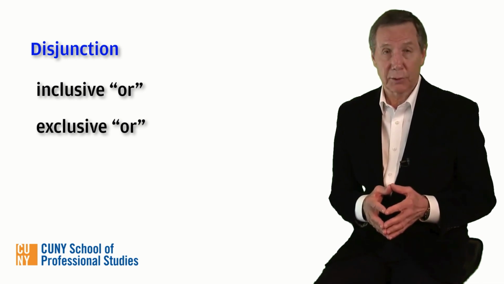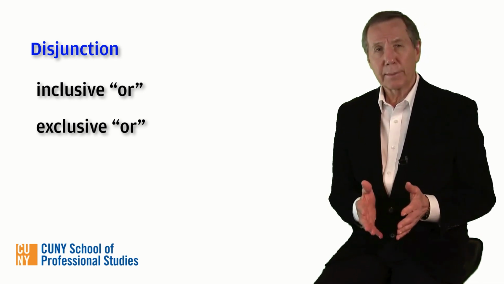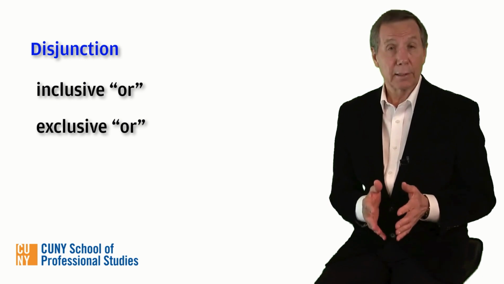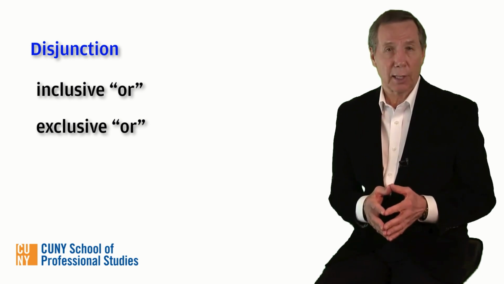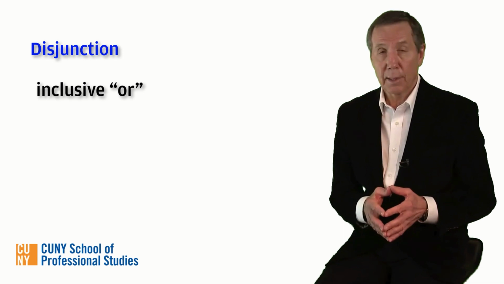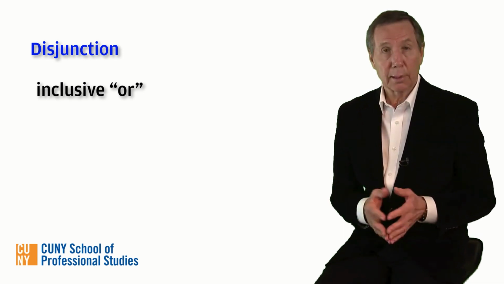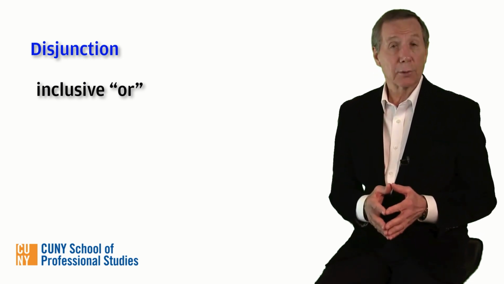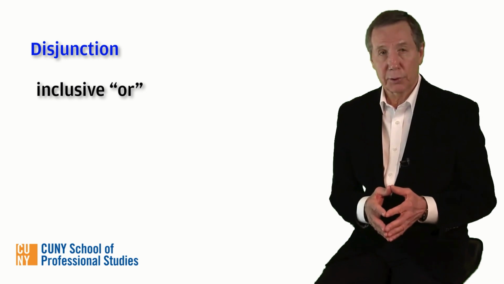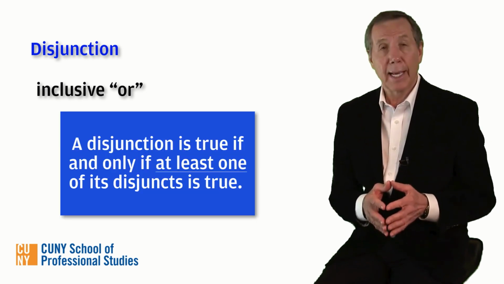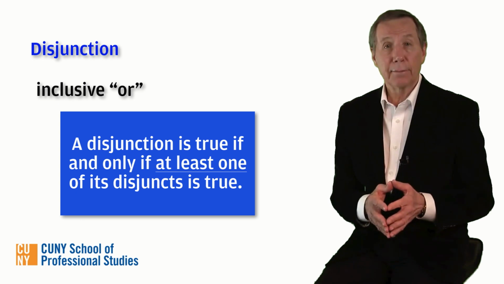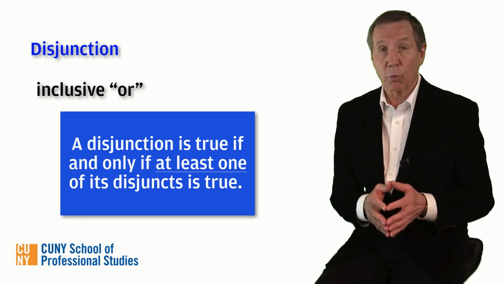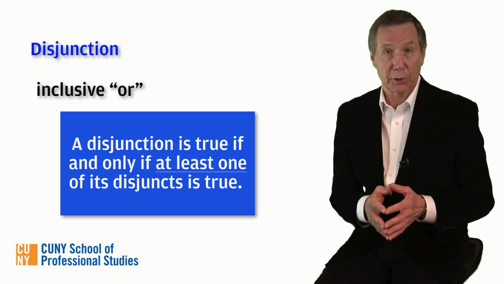That's exclusive disjunction. Ordinarily, we'll opt for the use of inclusive disjunction in sentential logic unless otherwise noted. It's a richer interpretation that allows more combinations. As a result, here's our truth functional rule for disjunction. A disjunction is true if and only if at least one of its component disjuncts is true.